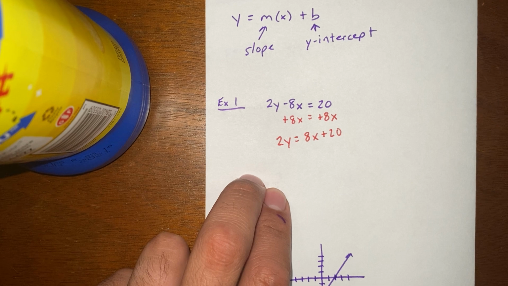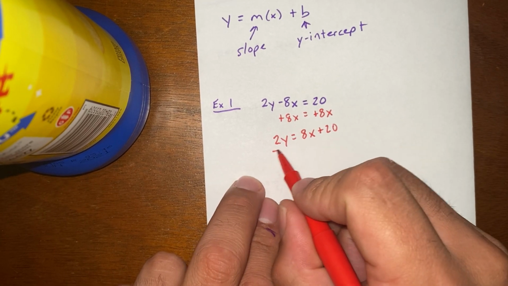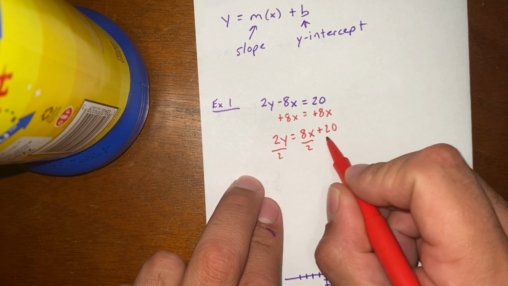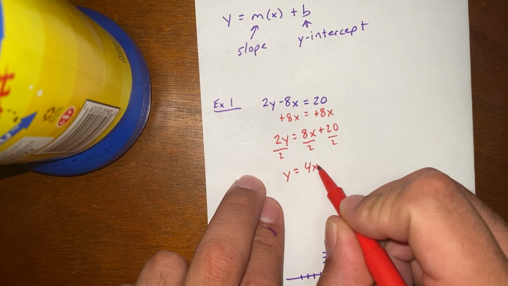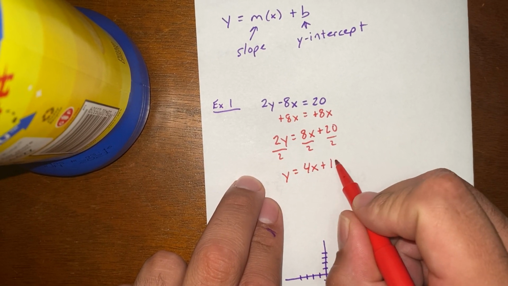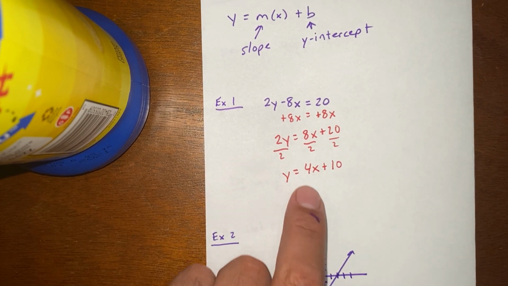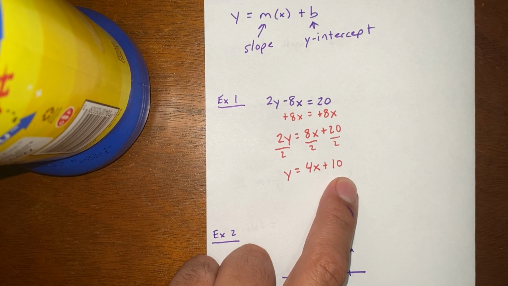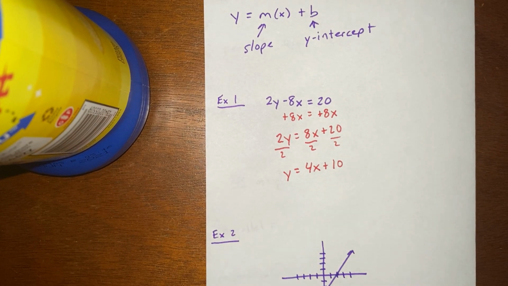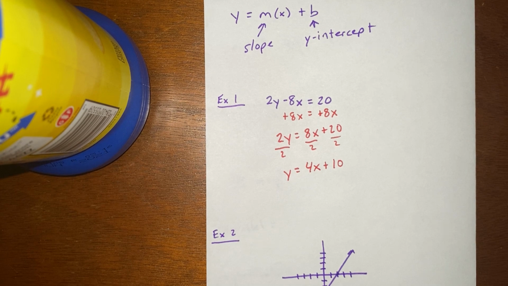I need y by itself, so I need to divide everything by 2. So I get y = 4x + 10. My slope is 4, and my y-intercept is at 10. So that's slope-intercept form.